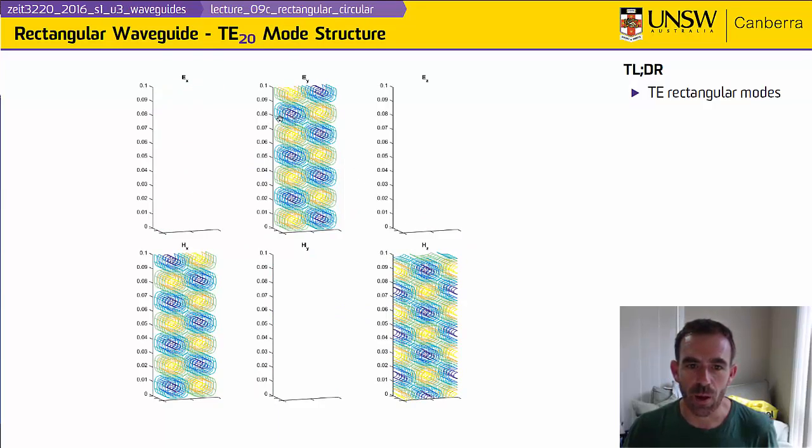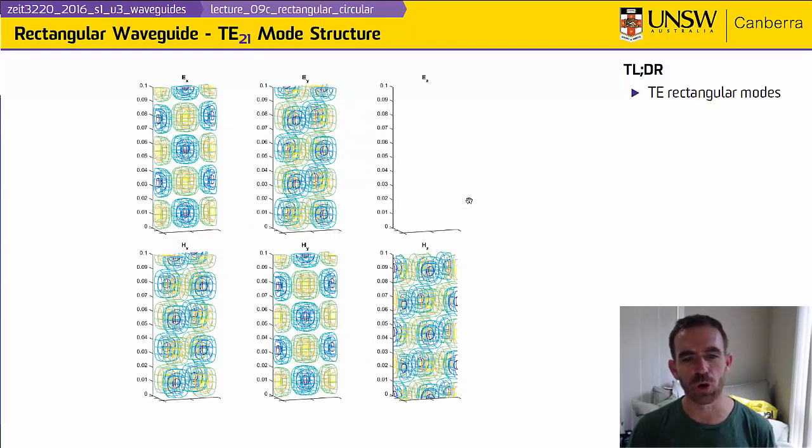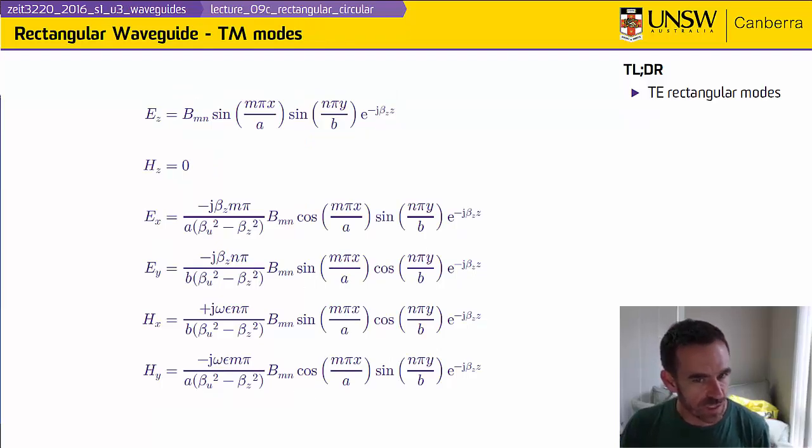I get a 0 to a maximum, back to 0 to a minimum, and back to 0 when I move in the x direction, and in the y direction things are constant. And I can go to the higher order modes to take a look at that. Likewise for the TM modes, they have the z component of H equal to 0.